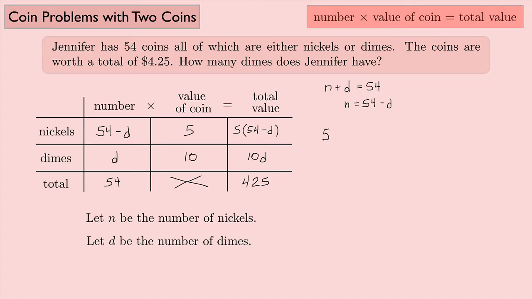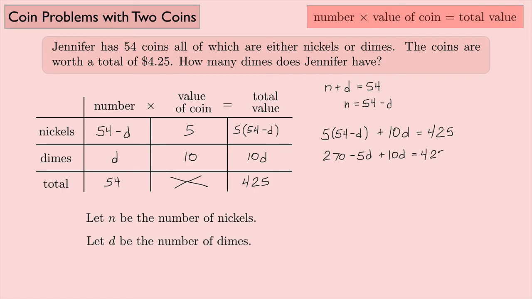In other words, 5 times 54 minus D added to 10D should give me the total value of 425. And now I have an equation I can solve for D. So let's distribute 5 times 54, that's 270. And then 5 times this minus D here would be minus 5D plus the 10D equals 425.